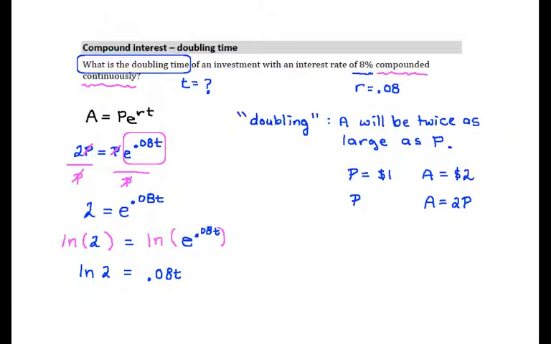That's why we chose to match the base, but I would only match the base if your base is 10 or e. It's not really worth the trouble otherwise, since your calculator isn't going to be able to evaluate it without changing the base later. In this form here, we just need to divide both sides by 0.08 and we'll be done.